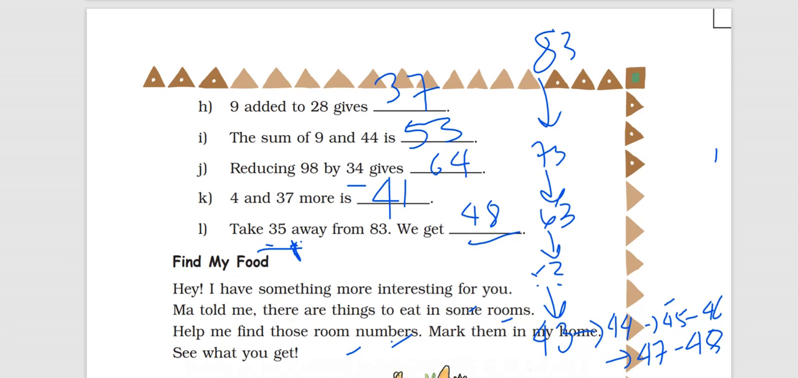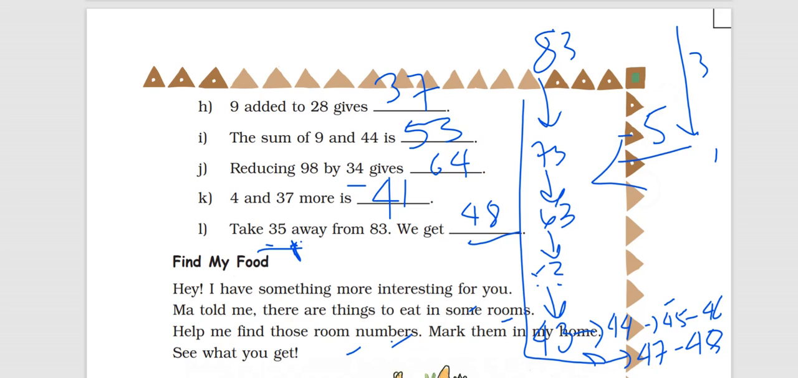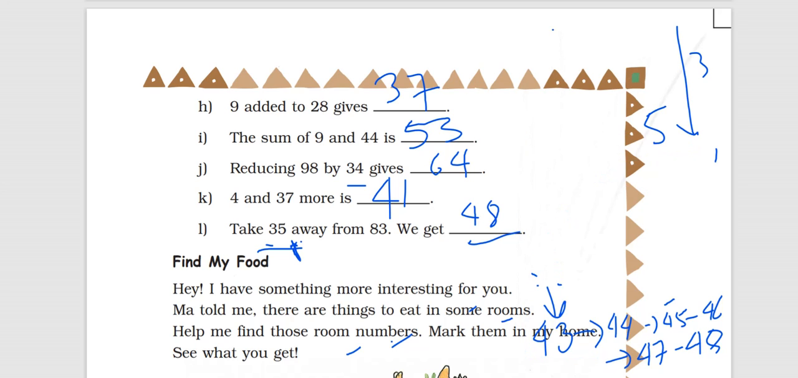So we could go down 4 steps and then take 5 steps to the right like we did here, or go down 3 steps and then take 5 steps to your left. Either way, we come down to 48. Okay.